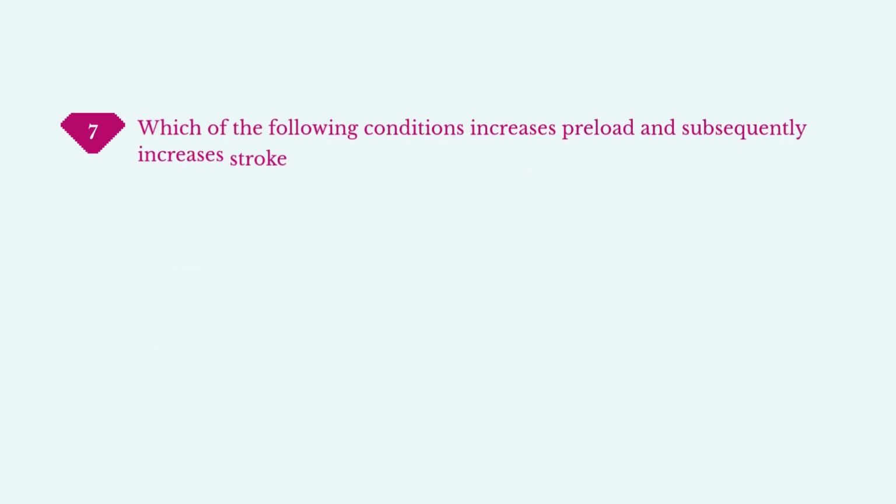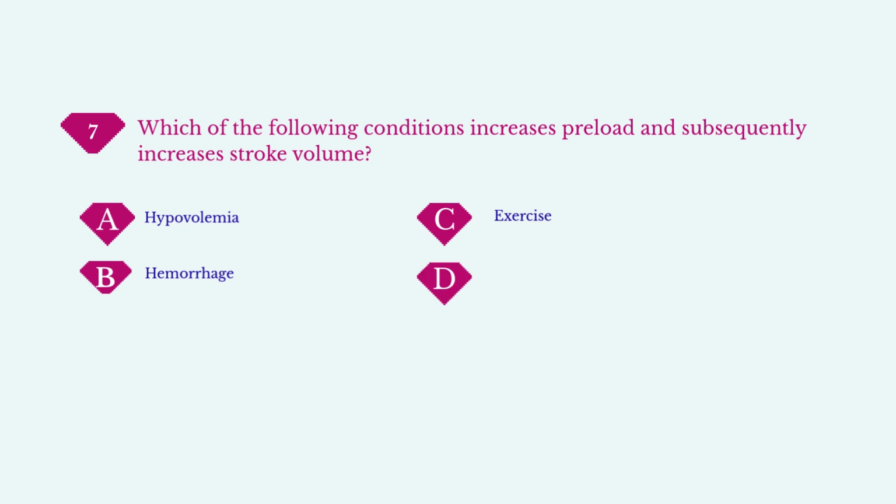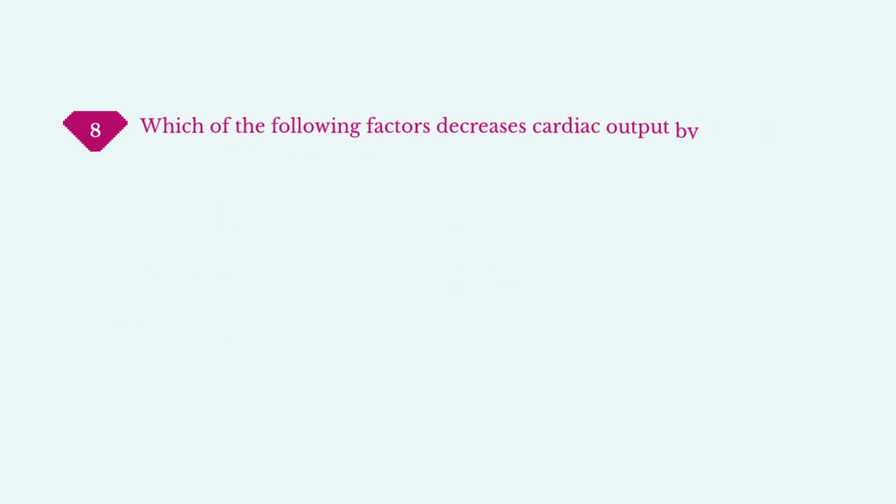Which of the following conditions increases preload and subsequently increases stroke volume? A. Hypovolemia. B. Hemorrhage. C. Exercise. D. Vasodilation. Answer: C. Exercise. Which of the following factors decreases cardiac output by reducing both heart rate and stroke volume?